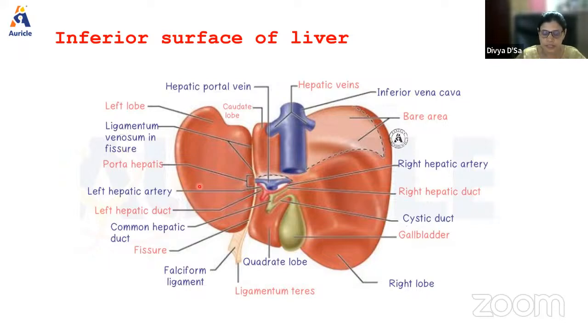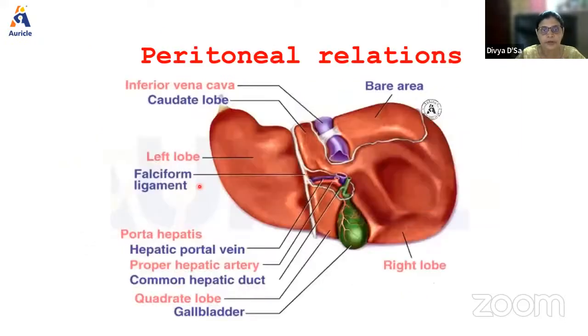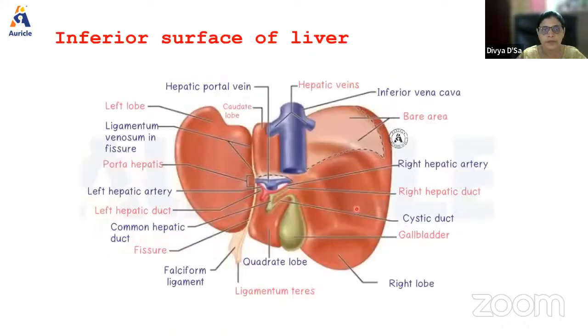Now, what are the features we see, from left to right? This is what I meant by peritoneal relation. This is the porta hepatis. This is the ligamentum teres hepatis fissure, and the fossa for the gallbladder, where it is not covered. Here, from left to right, we see the different impressions formed by the different organs.